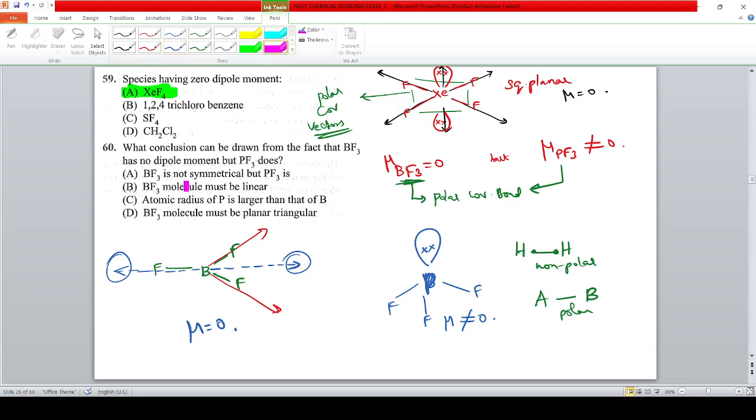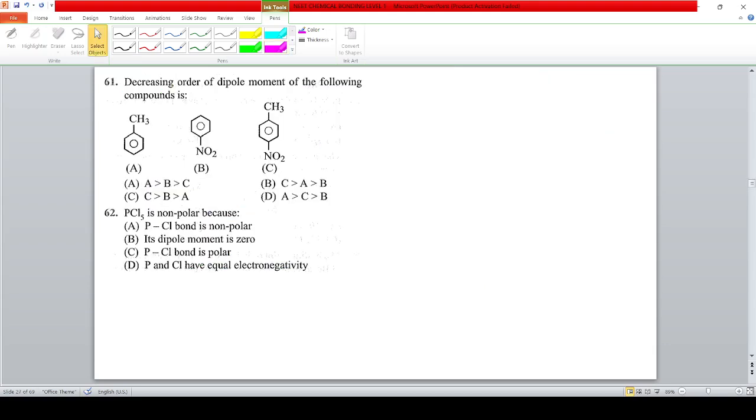So what is the conclusion? BF3 is not symmetric. This is wrong. Linear, wrong. Atomic radius of phosphorus doesn't play any role here. So the BF3 must be triangular planar. Very good. Option D is your answer. Question number 61. Decreasing order of dipole moment.